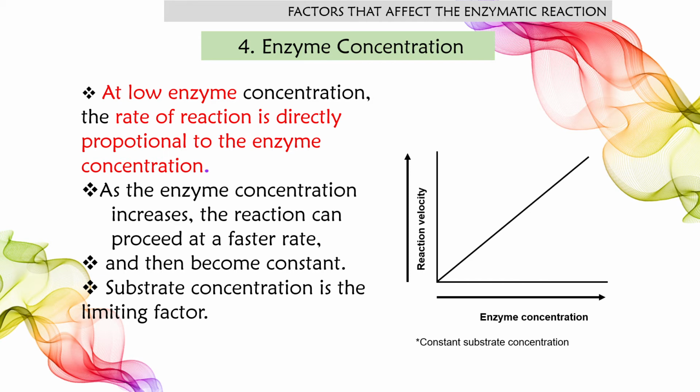At lower enzyme concentration, the rate of reaction is directly proportional to the enzyme concentration. At higher enzyme concentration, the rate of reaction becomes constant. There is no increase in the rate of reaction because at this stage, the substrate concentration is the limiting factor.